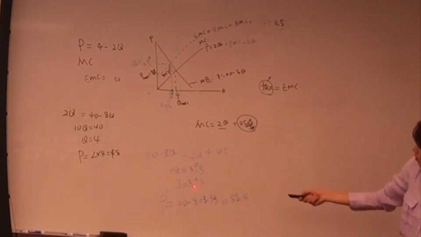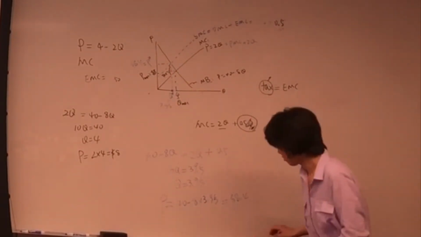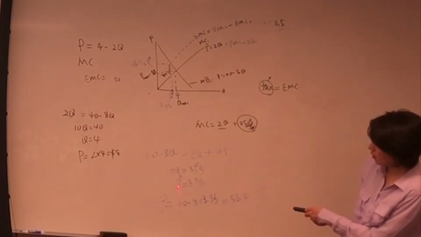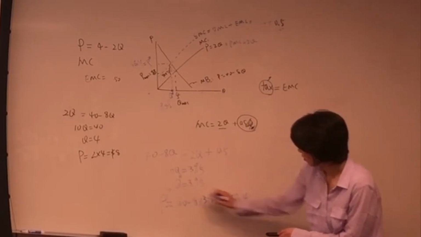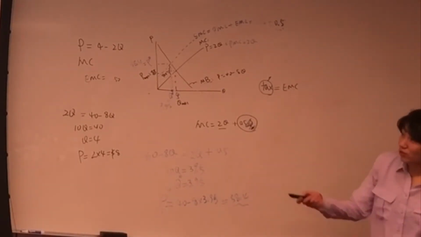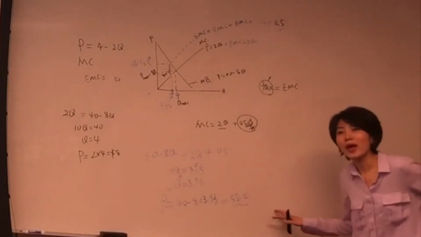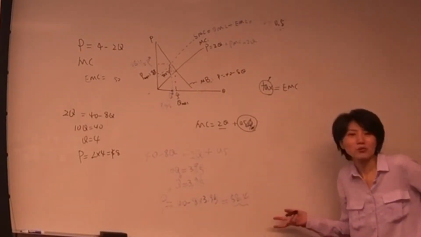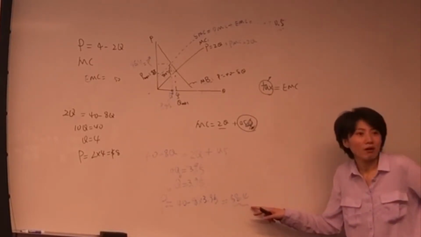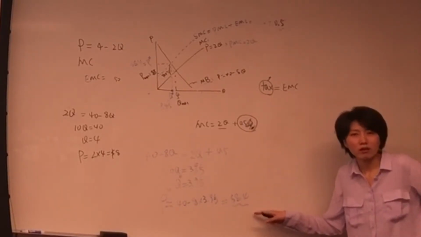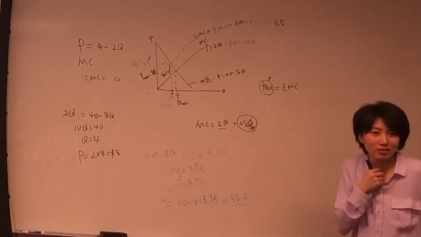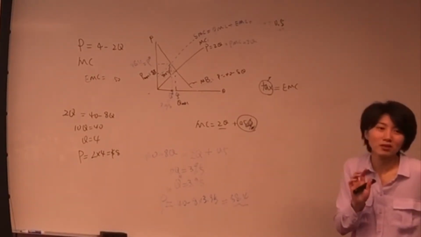Q star is 3.95, our socially efficient level of quantity, and P star is 8.4. Now the question asks what price buyers would pay. The paper price is 8.4. And what price will sellers receive after paying taxes to the government?